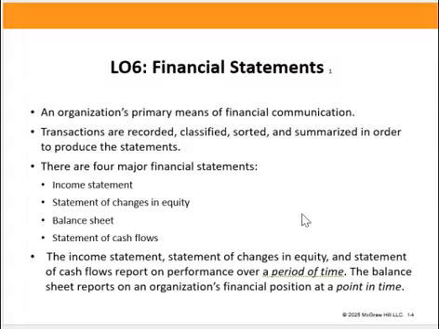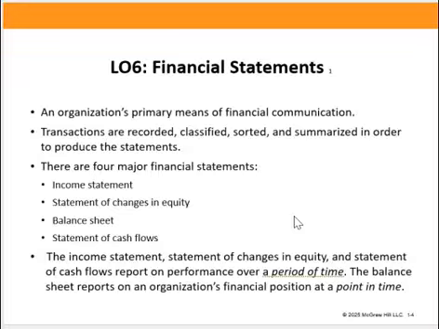There are internal users of financial statements, so the owner, the manager, the accounting staff. There are also external users of financial statements, which would be Canada Revenue Agency, the banks, and anyone that's looking to invest in your organization. All of this was mentioned in the last section, but just as a reminder.